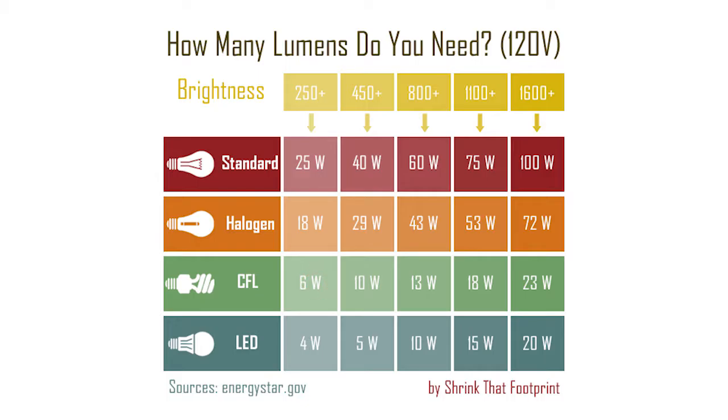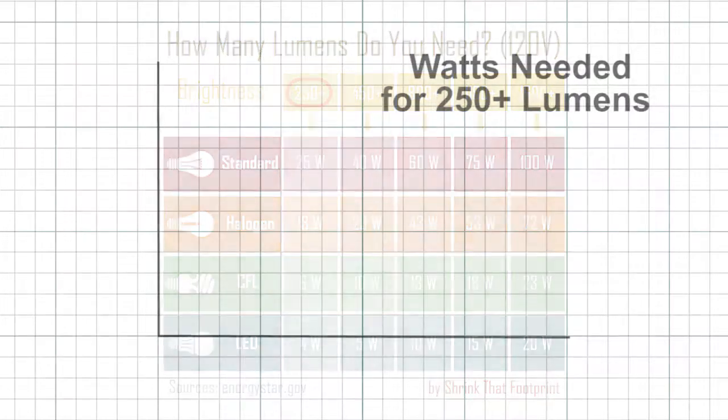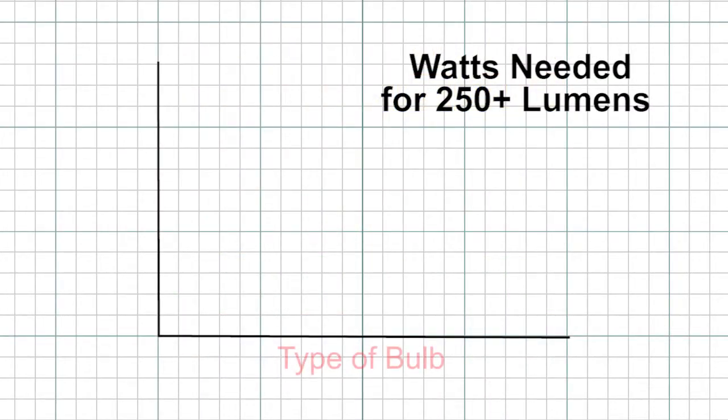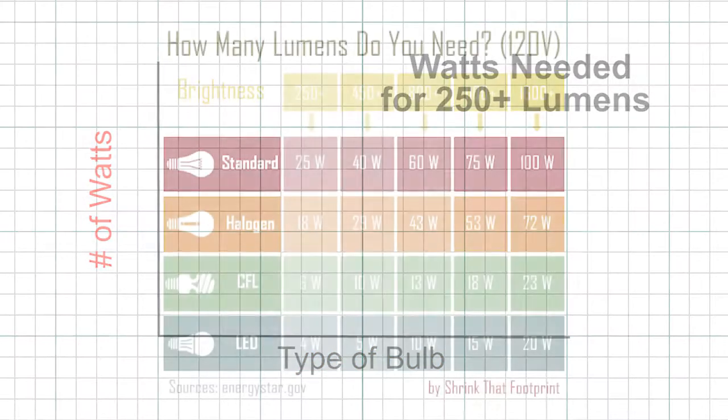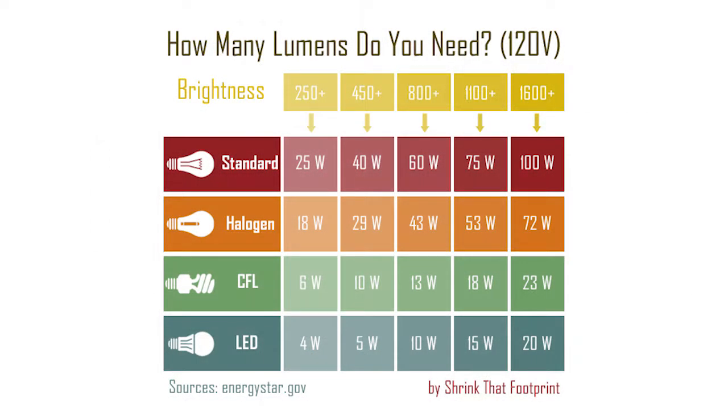If we want to graph this chart, what would our x-axis be, and what would our y-axis be? Let's first start by graphing the first column showing the energy needed to produce a brightness of 250 lumens. Let's make our x-axis the type of bulb and the y-axis the number of watts. To produce a brightness of 250 lumens, the standard bulb uses 25 watts, the halogen bulb uses 18 watts, the CFL bulb uses 6, and the LED uses 4.